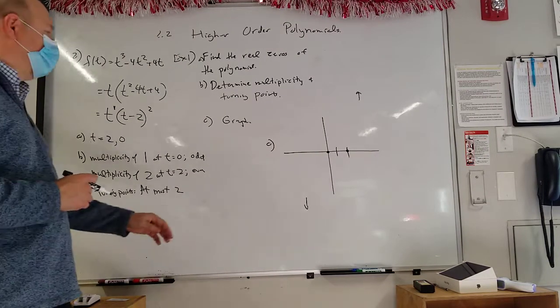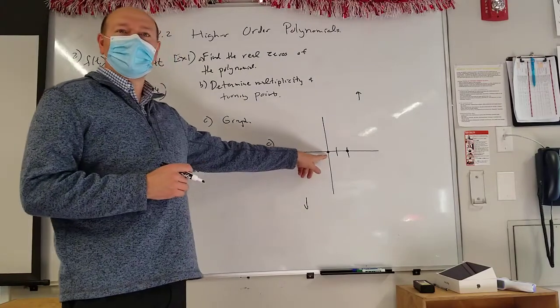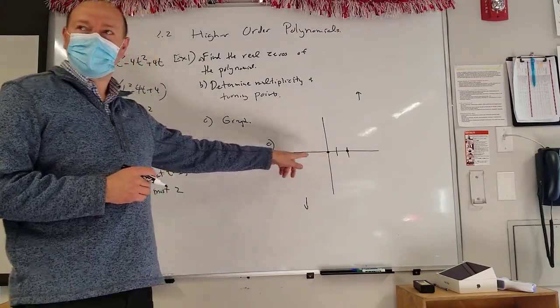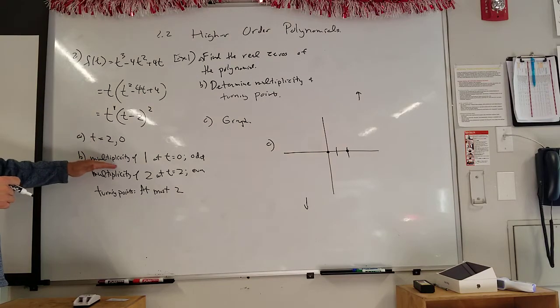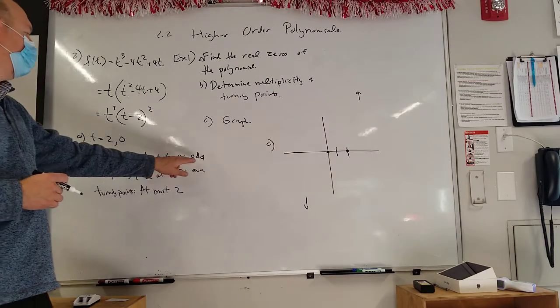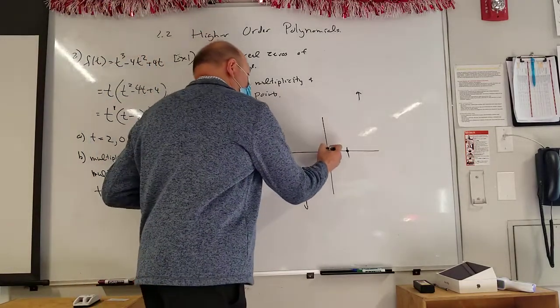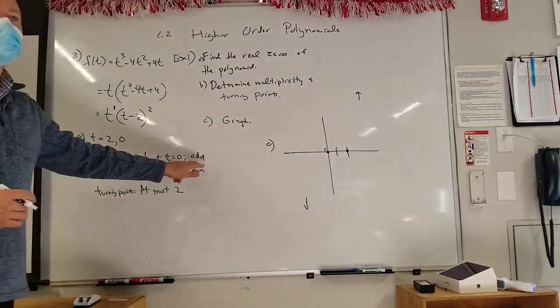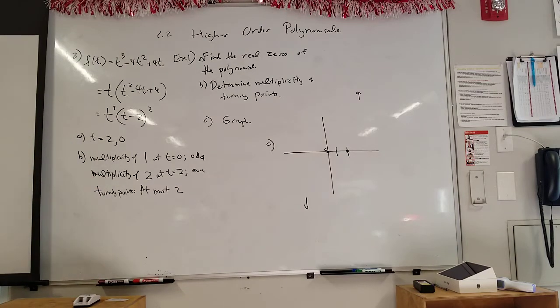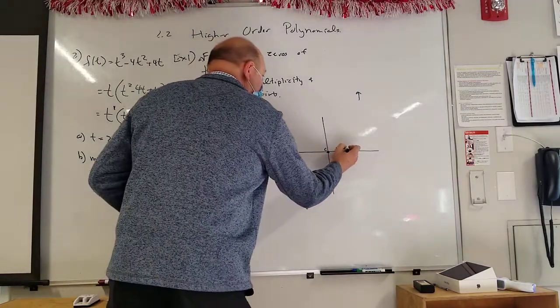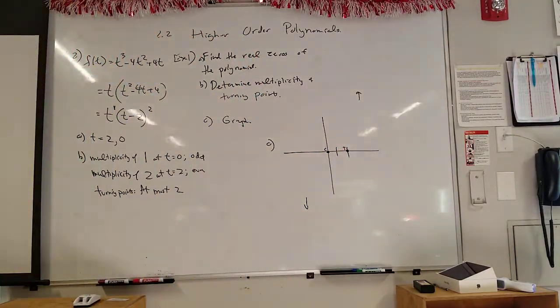So row 3. At 0, crosses or touches? Cross. Multiplicity of 1 at 0, and it crosses. Are we good? Row 3, again, at 2. Crosses or touches? She's gonna touch this time, right? Just touches, right? And if you want to put a little T there, that's fine, just to say that that's cool. I think we're ready for graph.